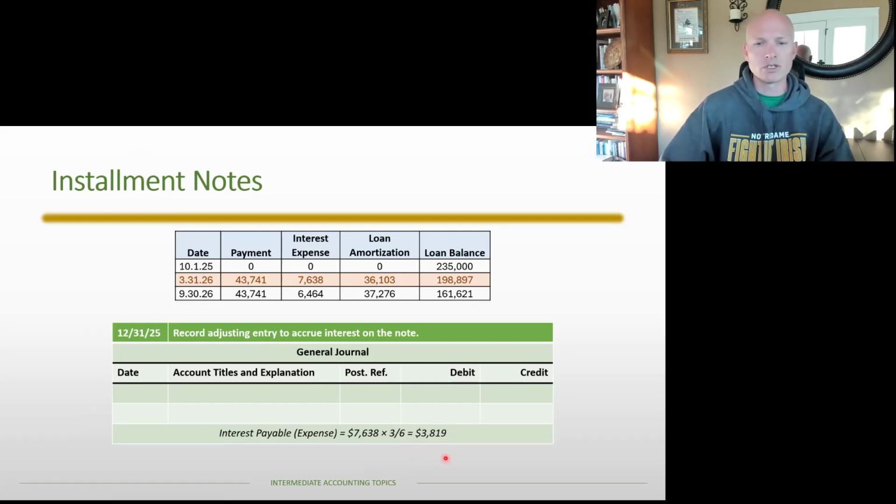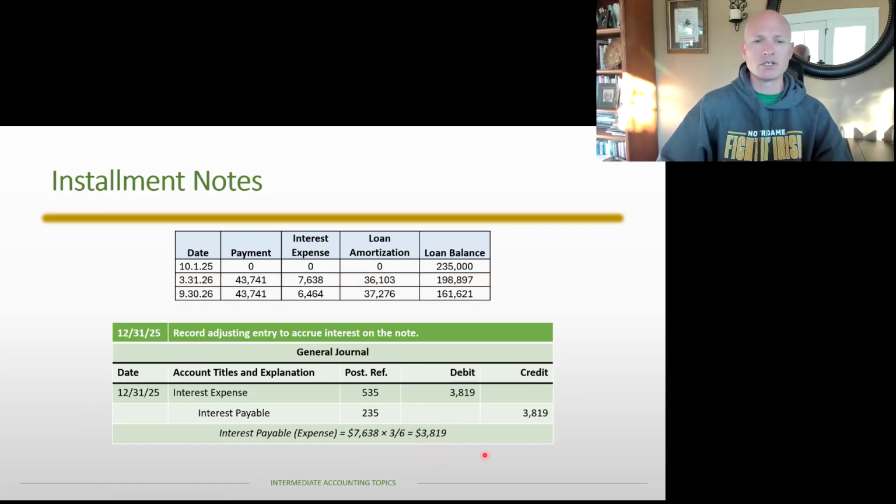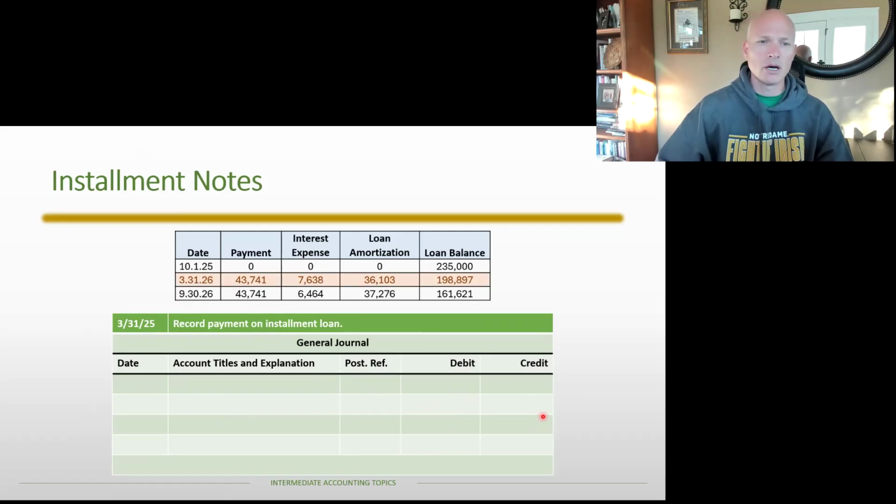Therefore, the amount of accrued interest is $3,819. And so we would debit our interest expense and we would credit our interest payable. And then the payment on March 31st, that should be 2026.